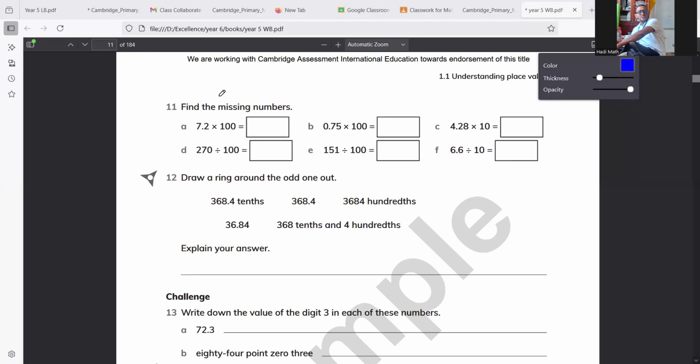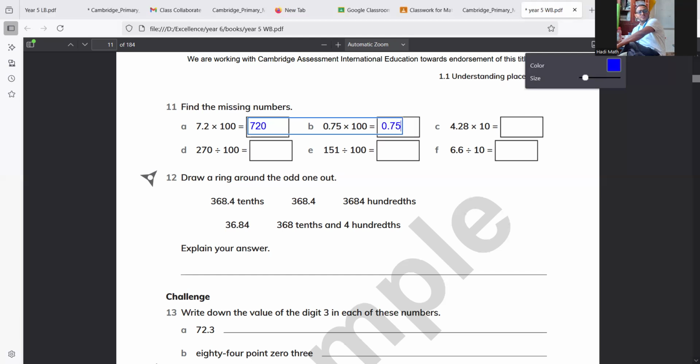Okay, let's continue exercise 1-1 and let's go to part 2. They say find the missing numbers in these questions. Like we say 7.2 multiplied by 100. Remember, I say when you multiply by 100, you move the decimal point 2 places to the right. Decimal point is here, move it 2 places. Like 1, you don't have another place. Put 0, as we mentioned before. This number here, it is 0.75.